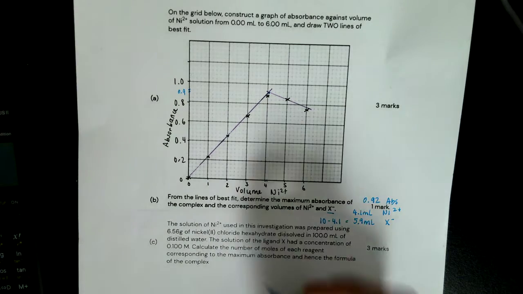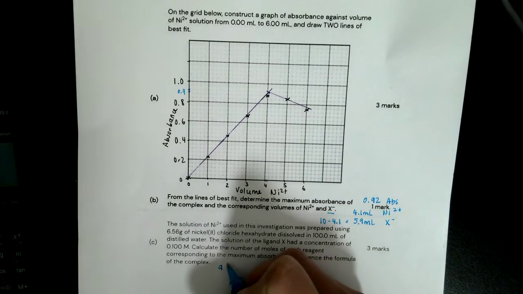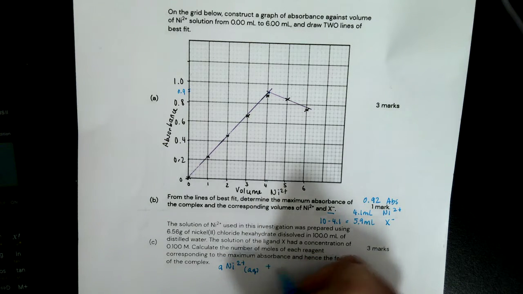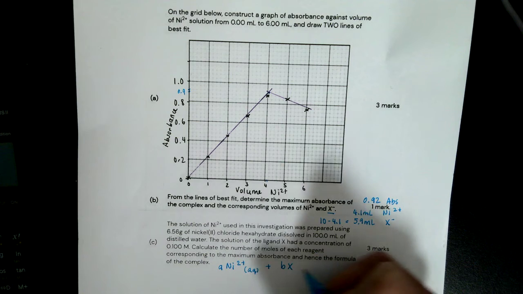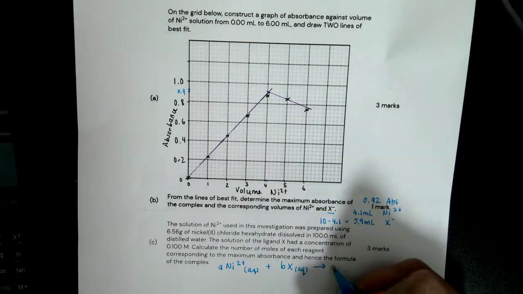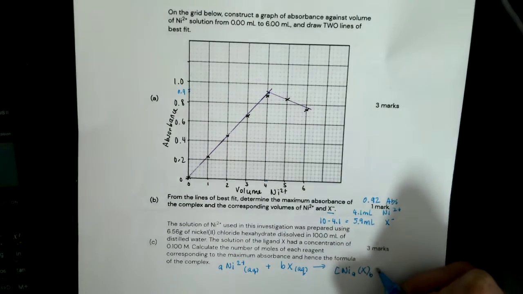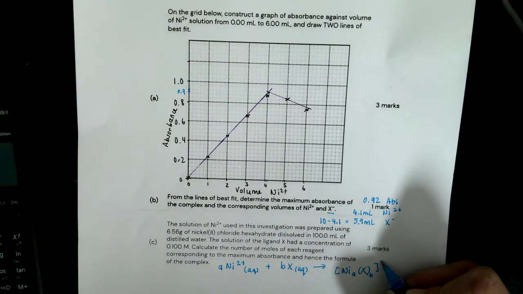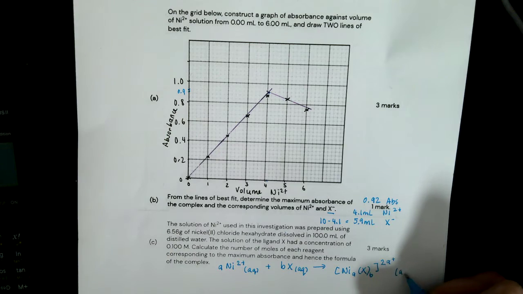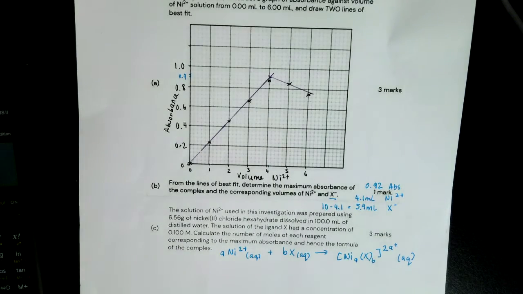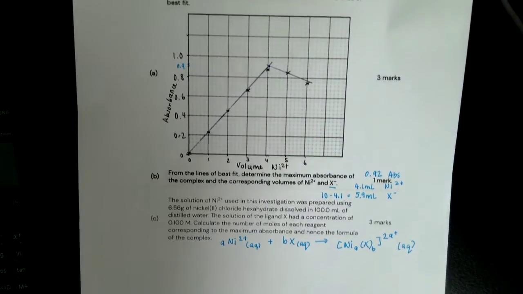So if we just write down the equation of the formation of the complex from the beginning of the question, which is on the other side of the page, what we can see is that a moles of nickel 2+ and b moles of X form Ni(a)X(b), and the charge of that complex will be 2a+. Okay, so how do we attack this question?